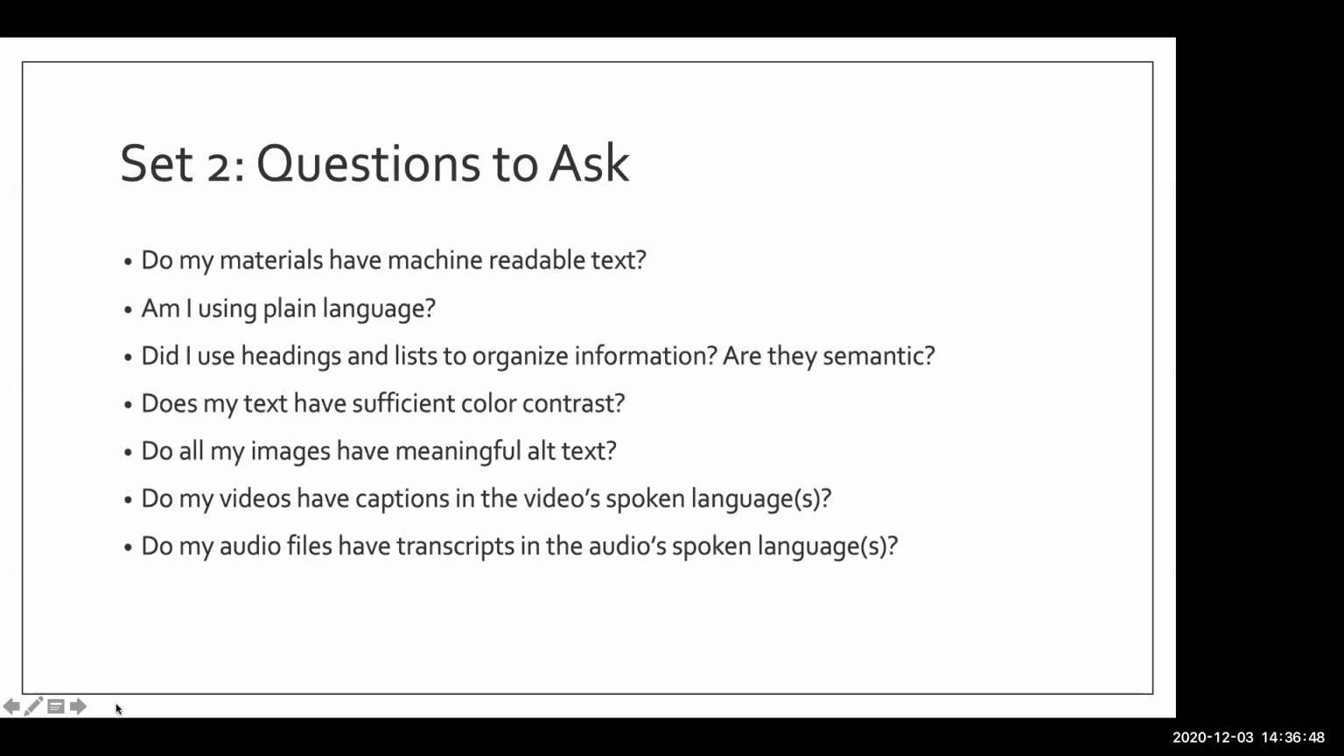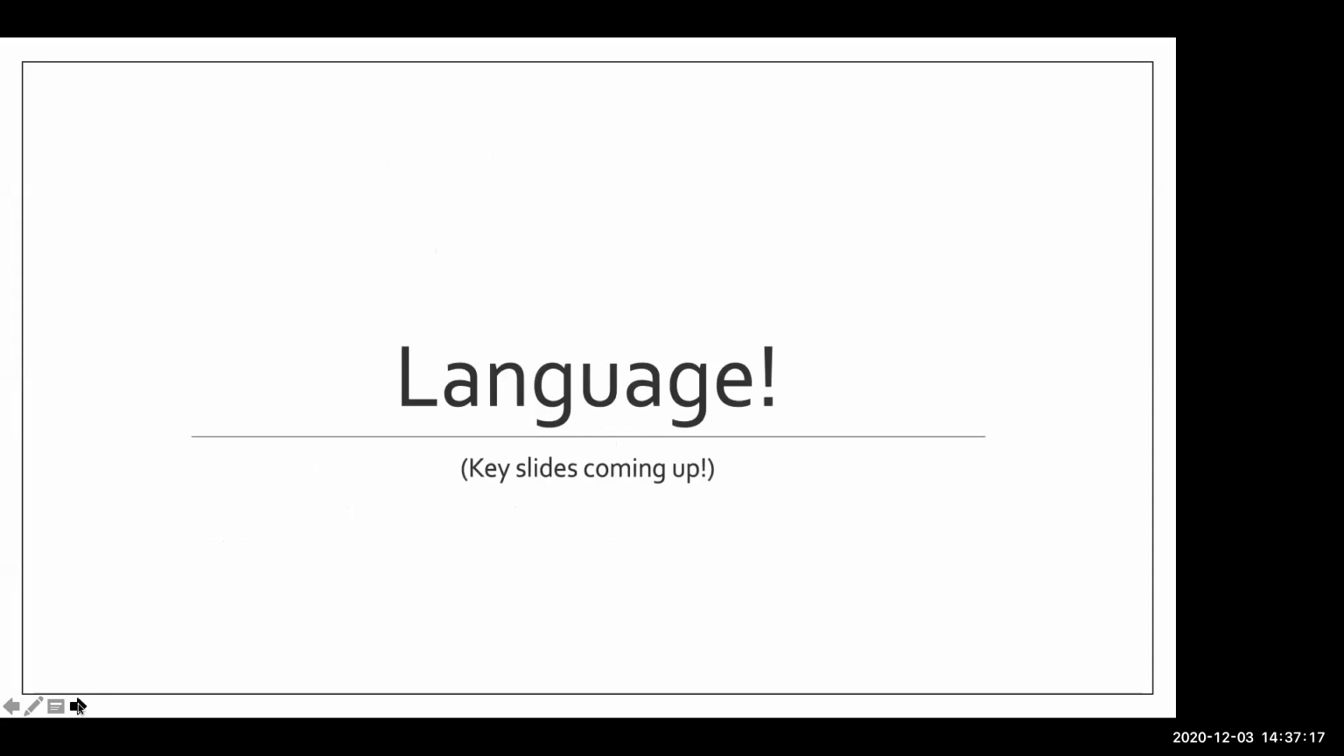Am I using plain language? Do I use headings and lists to organize my information? Are those headings and lists semantic? Do the machines recognize them as headings and lists? Is that clear to the software? Does my text have sufficient color contrast? Do all my images have meaningful alt text? Do all of my videos have captions in the video spoken language, and does all my audio have transcripts in the audio spoken language? So some questions to ask as you're producing these.